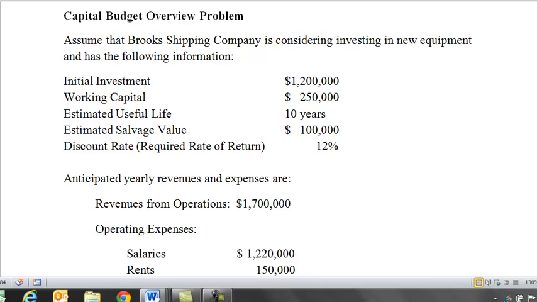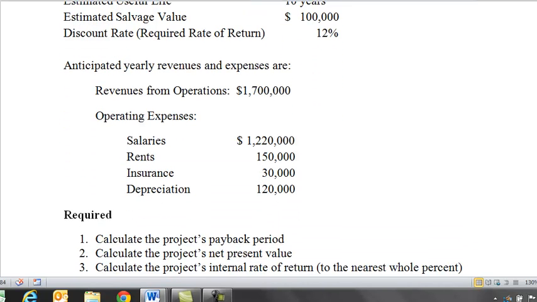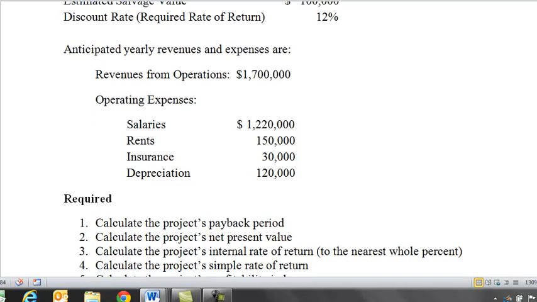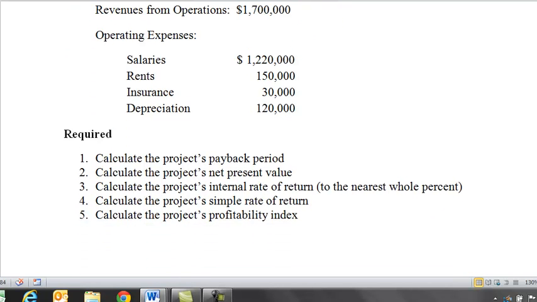We're also given the anticipated yearly revenues and expenses. So our revenues from operations is $1,700,000, and we have the four operating expenses: salary, rents, insurance, and depreciation. We have to calculate the project's payback period, net present value, internal rate of return, simple rate of return, and profitability index.